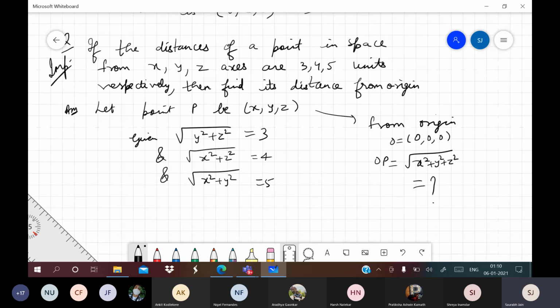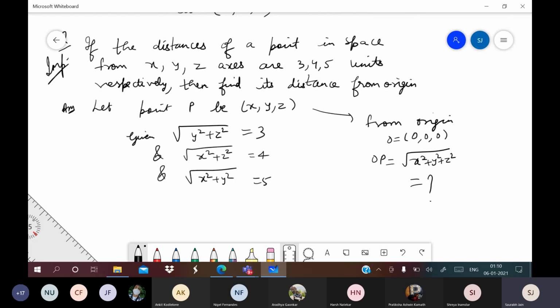What you are going to do? You are going to square these equations, right? y square plus z square will become 9. x square plus z square will become 16. x square plus y square will become 25 and you will add all these equations. On the right hand side you will get 50, 9 plus 16 plus 25. In the left hand side you will get x square 2 times, y square 2 times and z square 2 times.